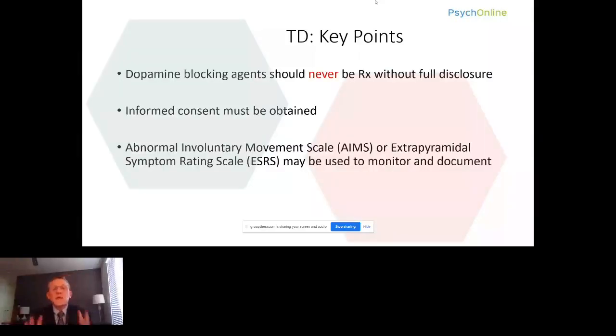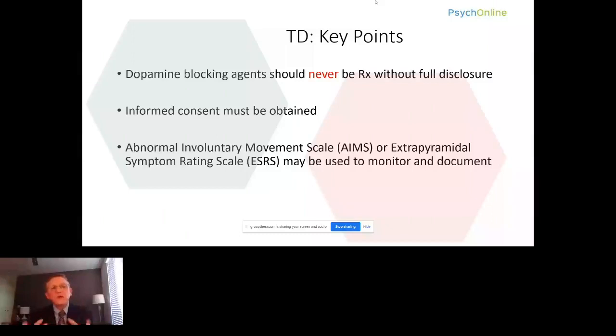So the key points for tardive dyskinesia is that dopamine blocking agents should never be used for treatment without full disclosure. I can't tell you how many times I see in my patient practice a patient coming to me who's been put on 25 milligrams of Seroquel for sleep by a non-psychopharmacologist. I can bet you, and I ask every time, that that patient was not warned about tardive dyskinesia. There are so many better ways to help with sleep. So you must give your patient the opportunity to give informed consent about the risk of tardive dyskinesia.